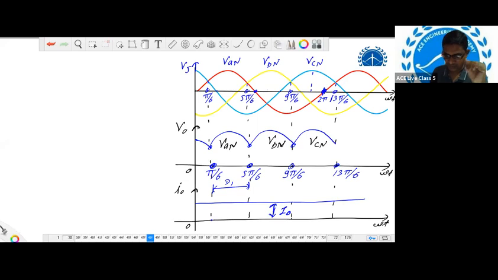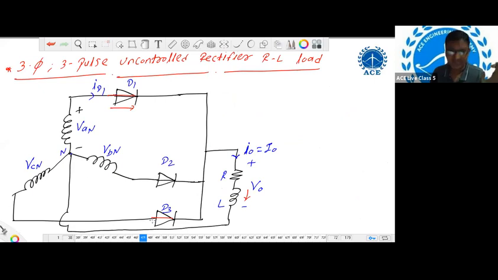Please keep it in mind. If we want to find the respective switch current waveform, we first need to check during which interval that switch was in the on state, and when the switch was on, which current was flowing through it. Accordingly, we can draw the waveform for IB as well as IC, that is the phase B current and phase C current. IA means this current.